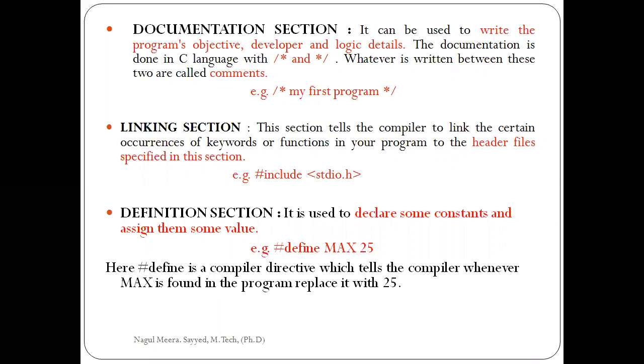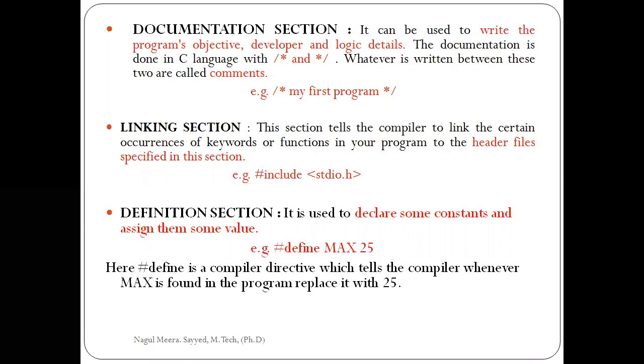Coming to our linking section. This is a must. This section is a must in C language. So what is the meaning of the linking section? In this linking section we write some header files, header file specifications. For example, hash include stdio.h. What is the meaning of this?